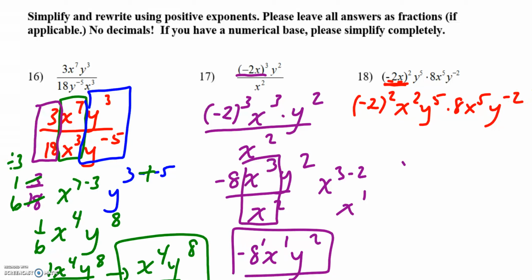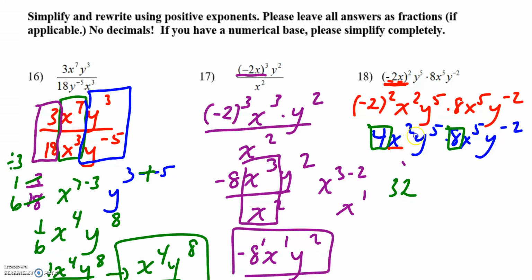I next am going to simplify negative 2 times negative 2 to be 4 x squared y to the fifth times 8 x to the fifth y to the negative second. And just like a previous example, the 4 and the 8 are not like bases, but they are regular numbers. So I can multiply them as the problem asks me to do to be 32.